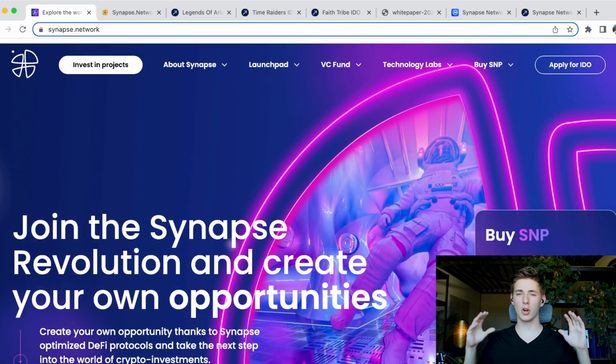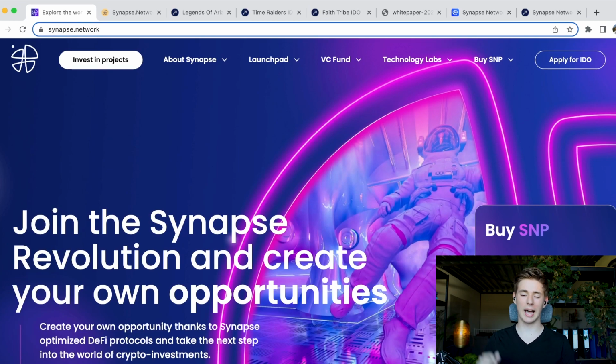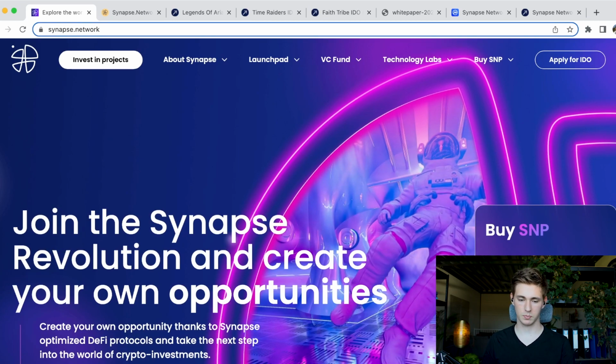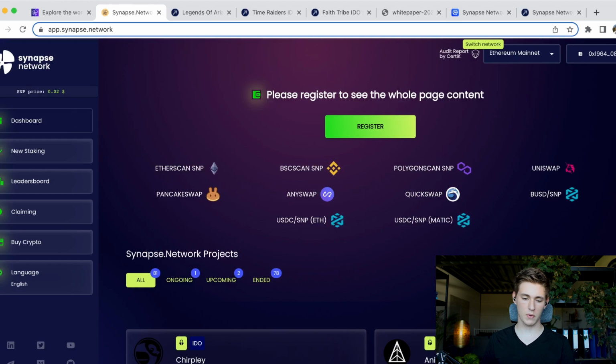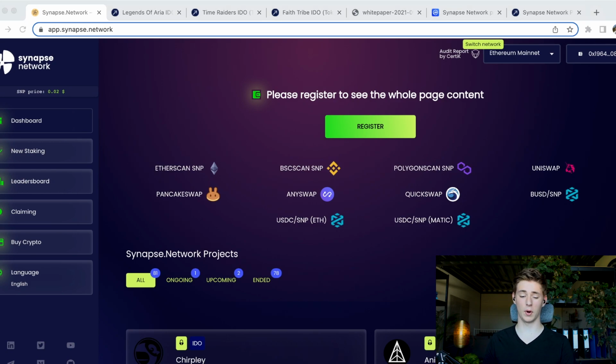So let's now move over onto the dashboard and look at the Launchpad side of things. So we do that by moving over here. I'm actually going to close the website because it's bringing so much lag. It's actually quite weird. I've never really had that before. So with that being closed, we now find ourselves in the Synapse Network app. Over here, we have our dashboard, our new staking, leaderboards, claiming, buy crypto, and the language selection.